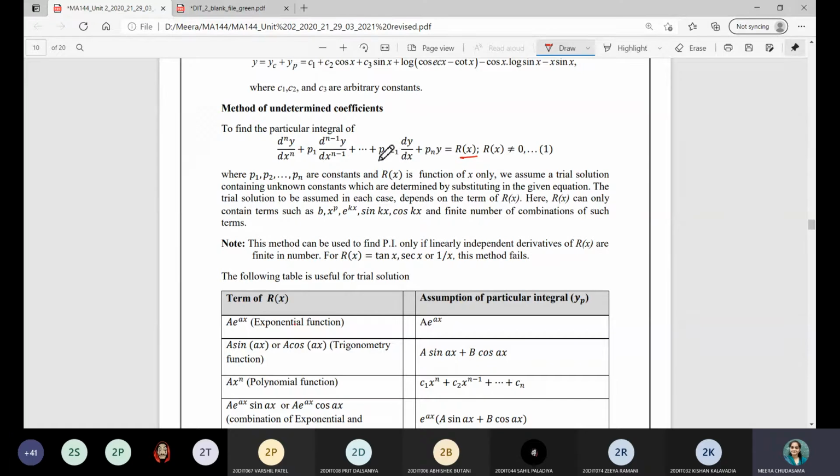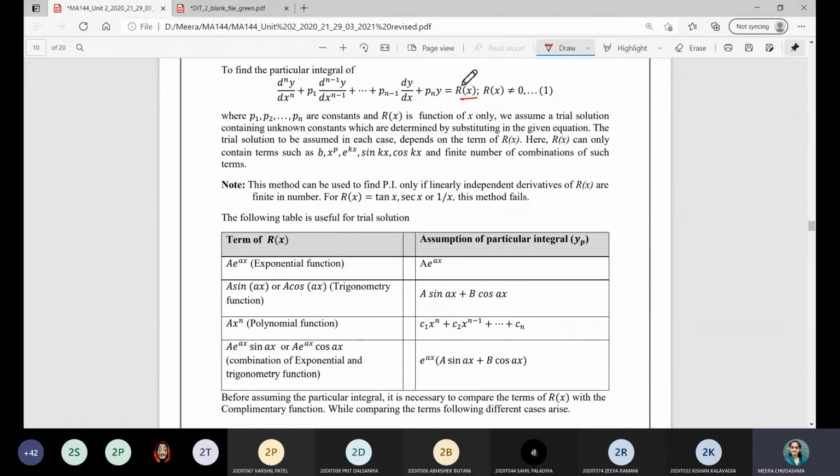We have seen that on the nature of the right hand side function, we have to decide the assumption of the particular integral yp. That means from the table you can see that either four cases are given, or any combinations of these functions are given on the right hand side of the differential equation. Then the choice of yp is given by these four equations. If it is an nth degree polynomial, then starting from the constant term you have to consider all the terms containing the powers of x up to nth order.